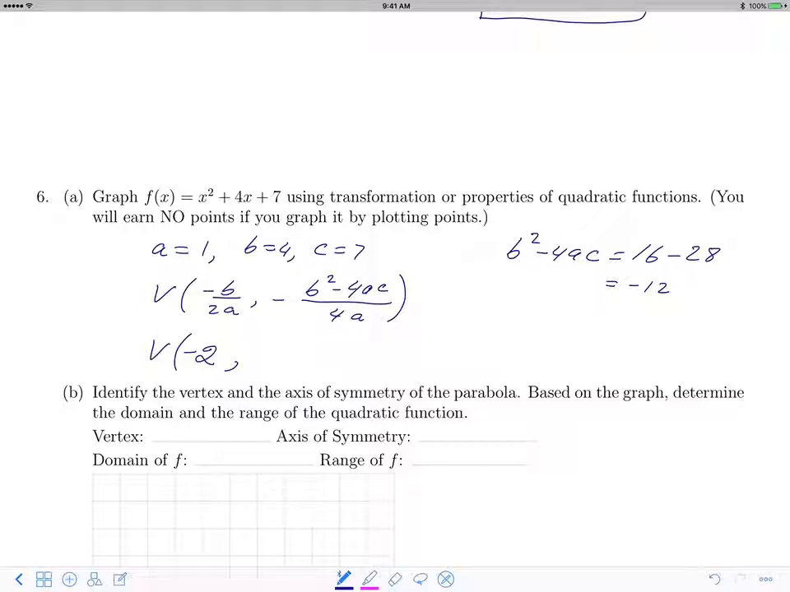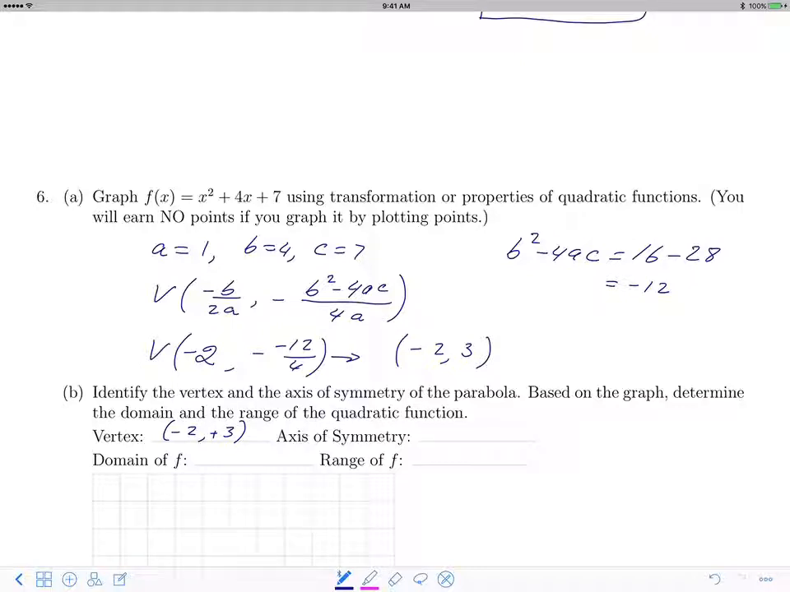So negative 12 divided by 4a, it's negative 3. So we got the answer for the vertex. It's negative 2 comma negative 3. So the next thing is, oh, I'm sorry, there's an extra negative here we have to do, right? So it'll be negative the discriminant over 4. So what does that give you? Let's see here, negative 2 comma positive 3. Okay, great. So positive 3 for the vertex.